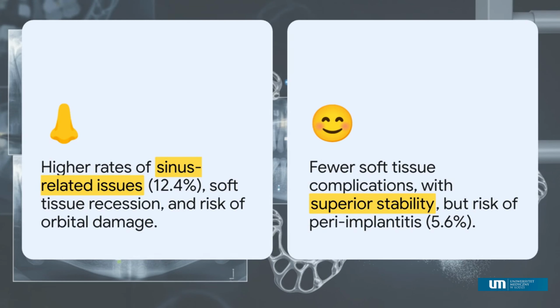Okay, so while the overall survival rates are very similar, the nature and frequency of complications are where we see a significant difference. Zygomatic implants are linked with a higher rate of sinus-related issues and even potential orbital involvement. Subperiosteal implants, on the other hand, show much better soft tissue outcomes, but they do carry a risk of periimplantitis.